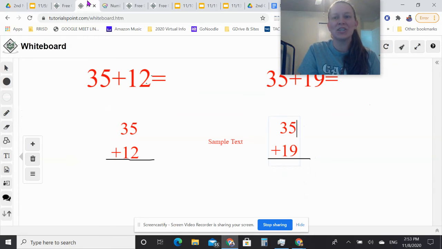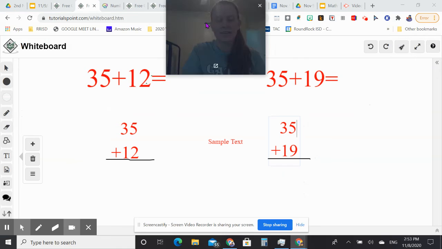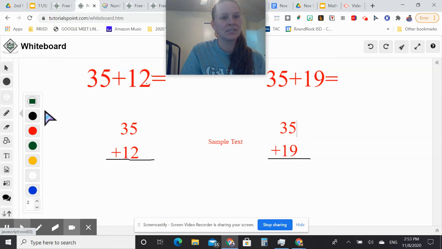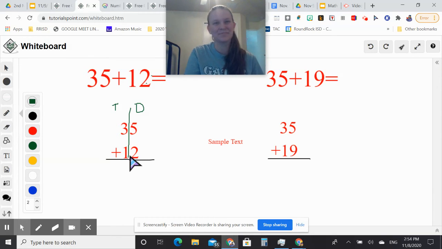I'm going to show you a vertical strategy as well. I can take that same problem and use it vertical, lining up the tens and the ones. Some friends even like to draw a line in between to make sure they're lined up and make sure that this is the one side and this is the 10 side. I just always suggest don't make that line go all the way down because sometimes it looks like a 1 in the answer. So I would just stop it right there at the equal sign.